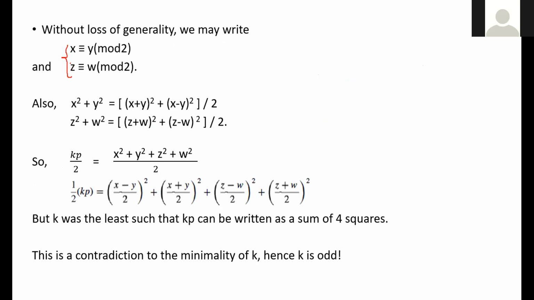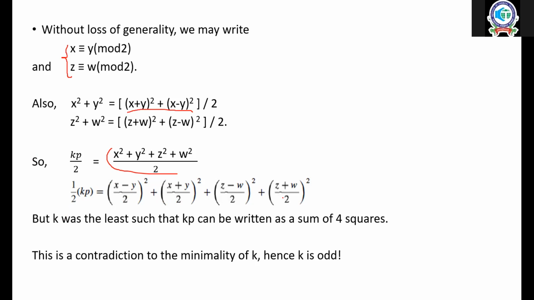And further, we know that kp is equal to x square plus y square plus z square plus w square. Kp by 2 will be equal to this expression here. And so we write x square plus y square, just sort of manipulating here, and x square plus y square is equal to this expression here. So we try to substitute this here, and we get half kp is equal to a sum of 4 squares again, right? And so this means k by 2 into p is equal to a sum of 4 squares. Does anybody see a contradiction here?